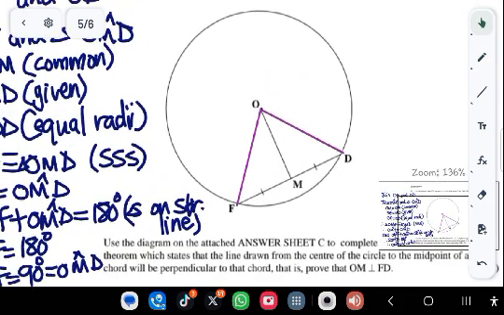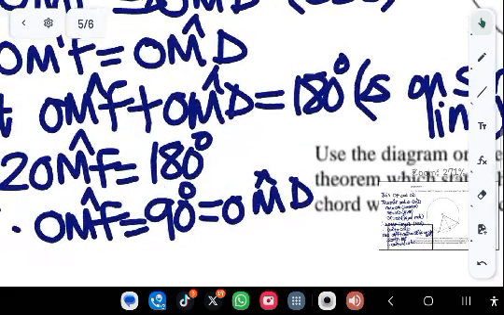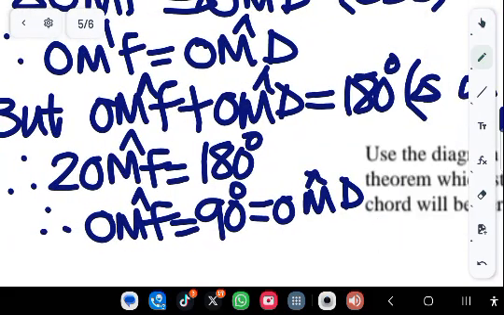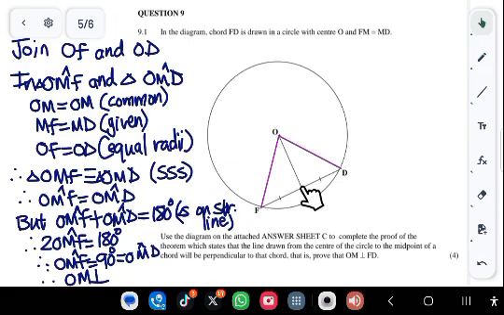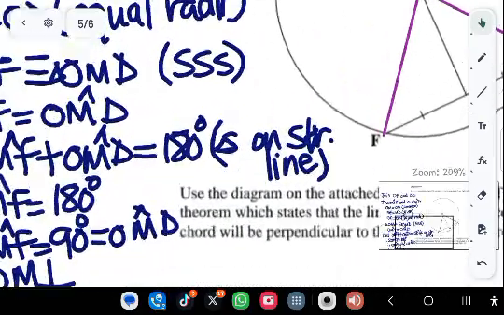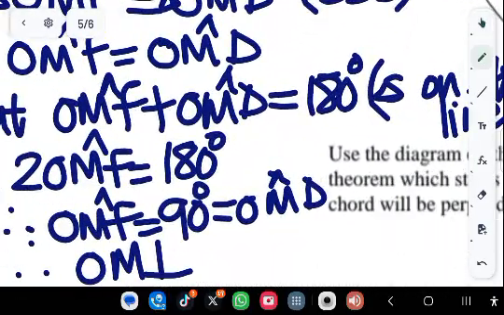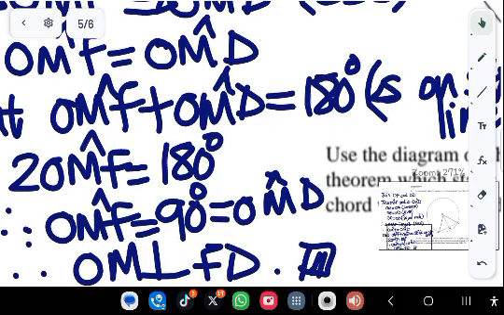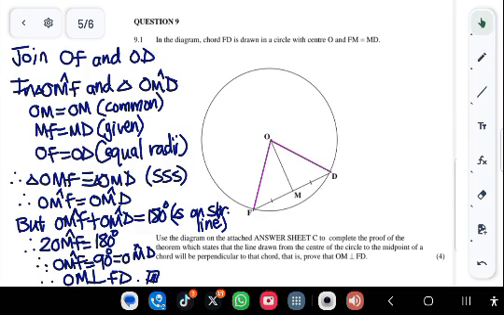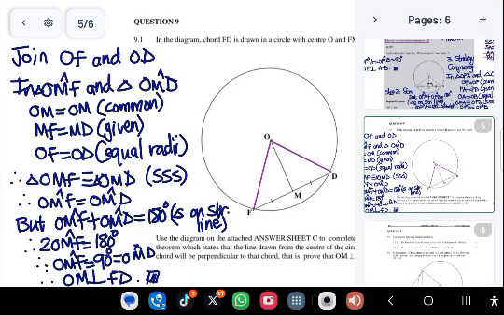And from this we can conclude that OM is perpendicular to FD. And that is how you prove that. For 5 marks, 4 marks, that wasn't easy, 4 marks.